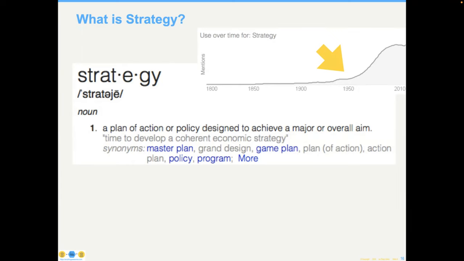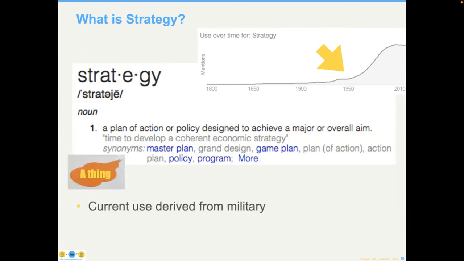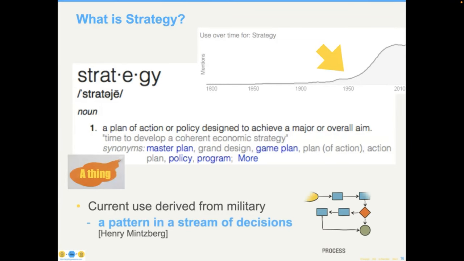See, in the business world, a strategy is much more of a thing, whereas if we go back to the military origins of it, the definition from the military is a pattern in a stream of decisions. Well, how does that actually work out? Turns out pretty well. And more importantly, you'll see that the second definition is a process-oriented decision, which says when we're making decisions, we ought to be looking for certain types of things.